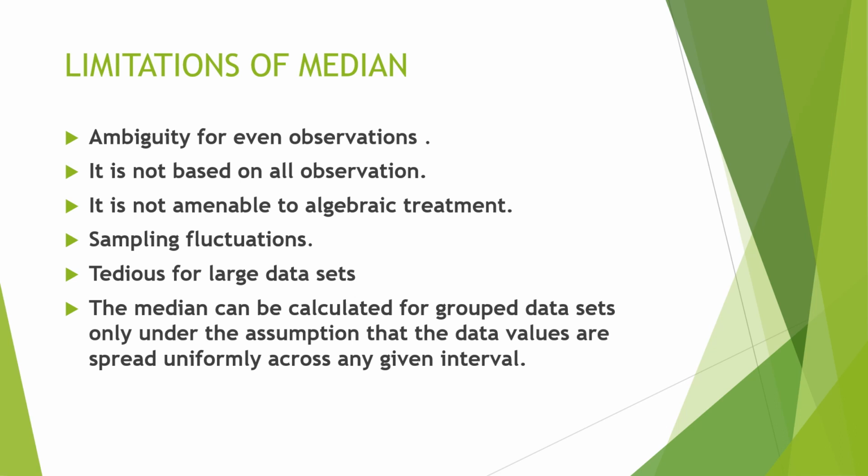Next is sampling fluctuations. As compared with the mean, it is affected by fluctuations of sampling. Next is that it is tedious for large data sets. The median requires little arithmetic, so it is easy to find by hand for small sets of data. But arranging even a moderate number of observations in order is very tedious, so finding the median by hand for larger sets of data is unpleasant.